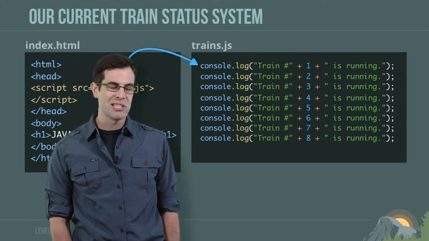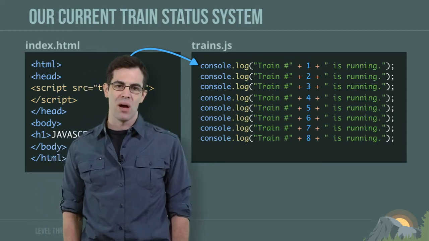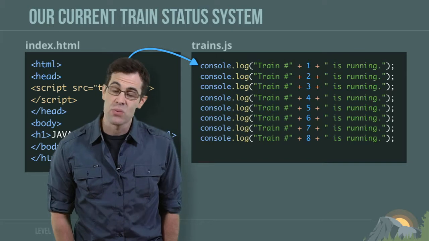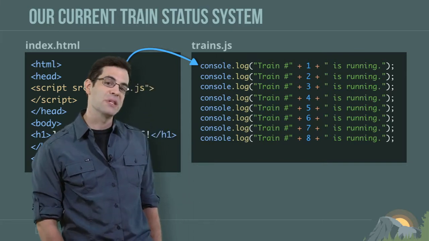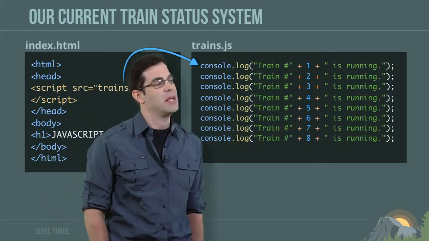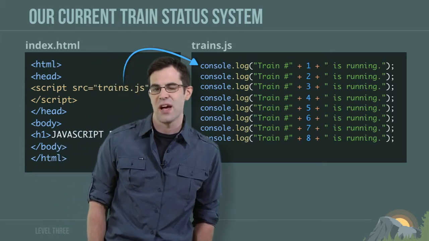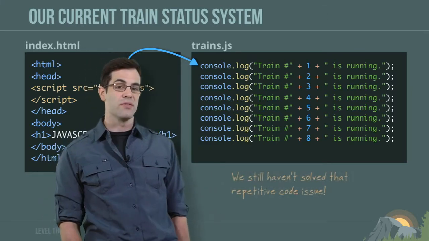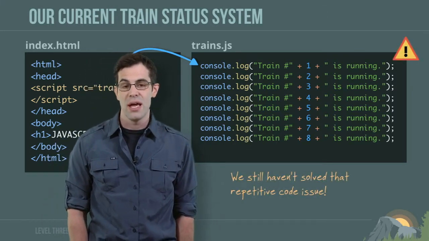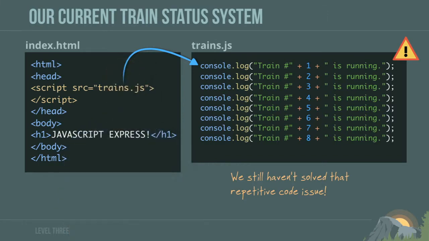Guess what? This code kind of sucks too. Womp womp. Why? Because what if there were 124 trains? Would you want to type every single one of those console.log messages into your trains.js file? I think not. And we need a way to solve this repetitive code issue. And that will be in the next section. See you soon.